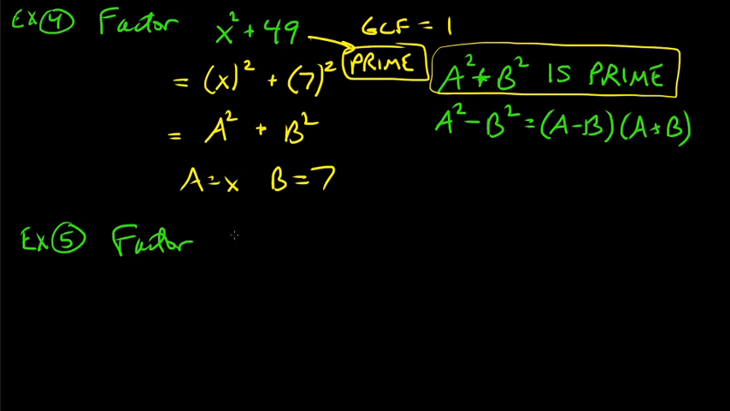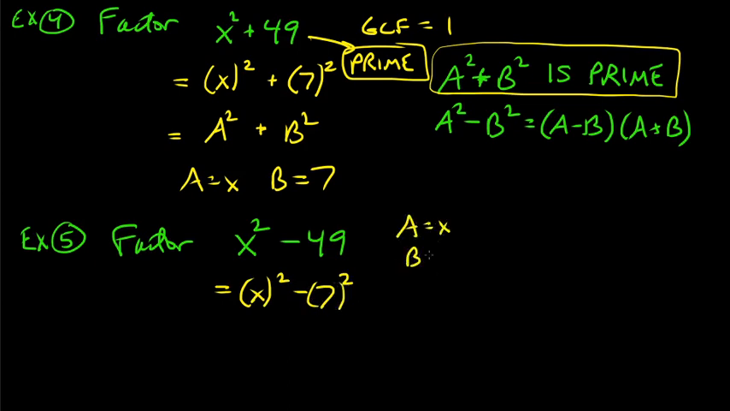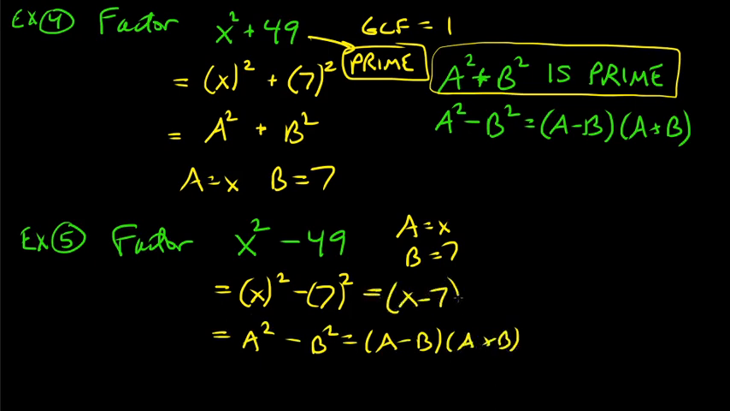So, yeah, don't get confused with, let's say we had x squared minus 49. So that is not prime, because now this is the difference of two squares, right? So again, a is x, b is 7. But because this is a squared minus b squared, this would factor as a minus b times a plus b. So in this case, you get x minus 7 times x plus 7.